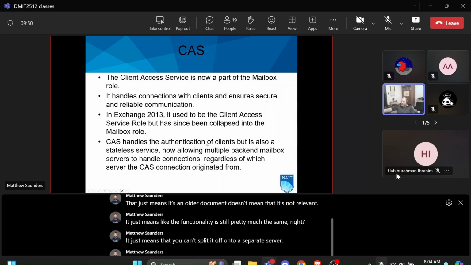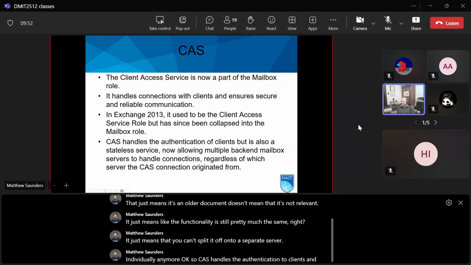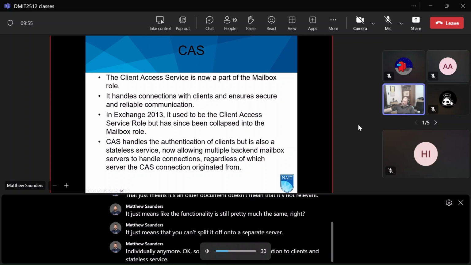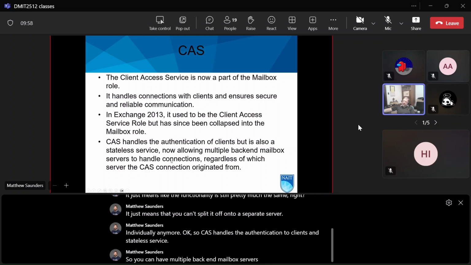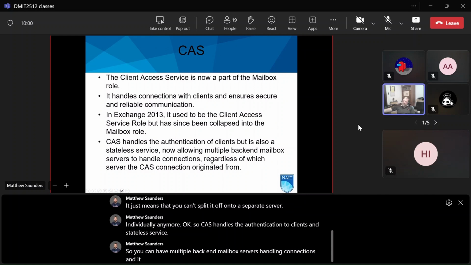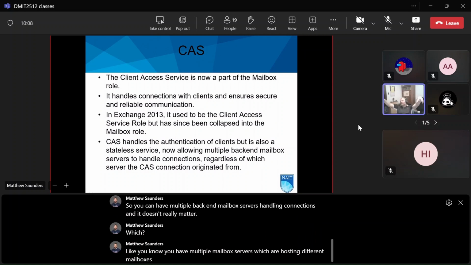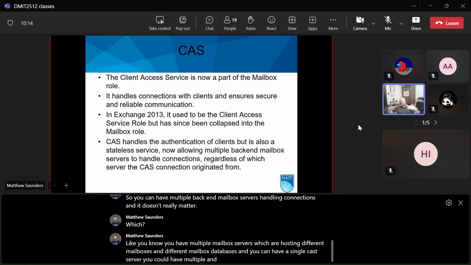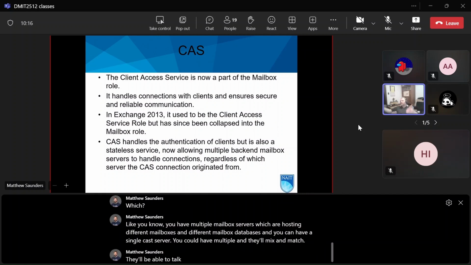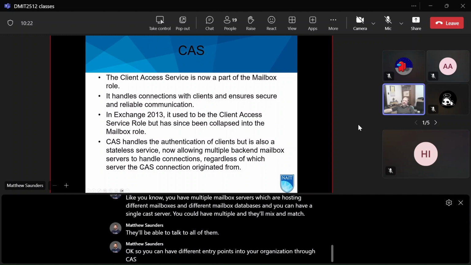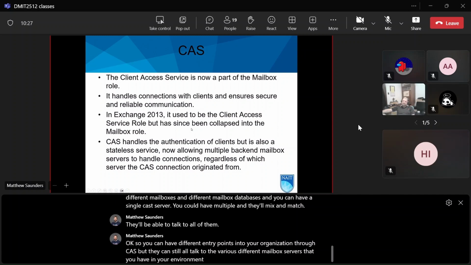So CAS handles the authentication of clients and stateless service. So you can have multiple backend mailbox servers handling connections, and it doesn't really matter which. You have multiple mailbox servers which are hosting different mailboxes and different mailbox databases, and you can have a single CAS server or you could have multiple, and they'll mix and match. They'll be able to talk to all of them. Okay. So you can have different entry points into your organization through CAS, but they can still all talk to the various different mailbox servers that you have in your environment. Just something to be aware of.